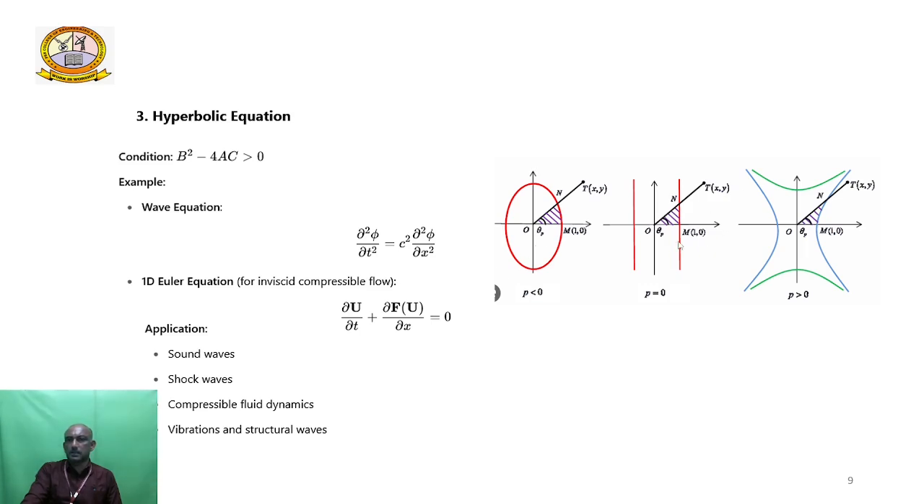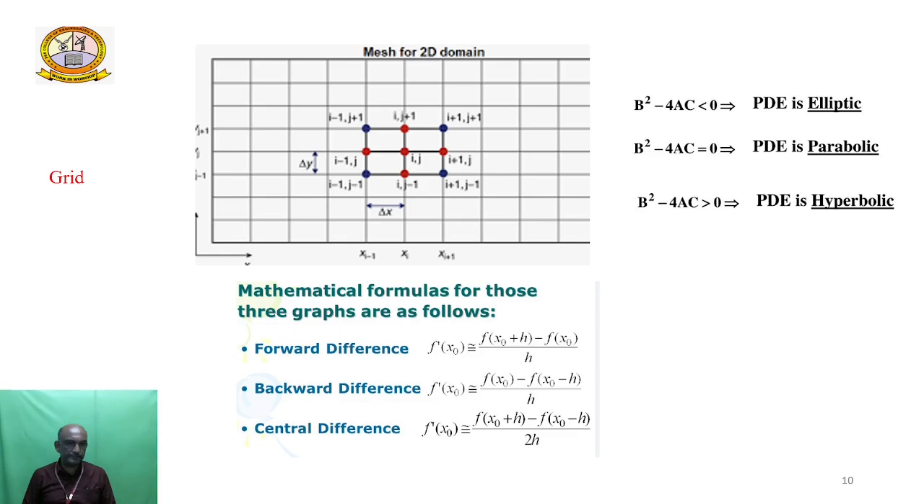So see, these are the three graphs: this is the elliptical nature, this is the parabolic nature. If you rotate it, we get the parabolic shape. This is the hyperbolic shape. So what are the applications? It is applied in sound waves, shock waves, CFD, vibration and structural waves. We use this type where hyperbolic flow happens.